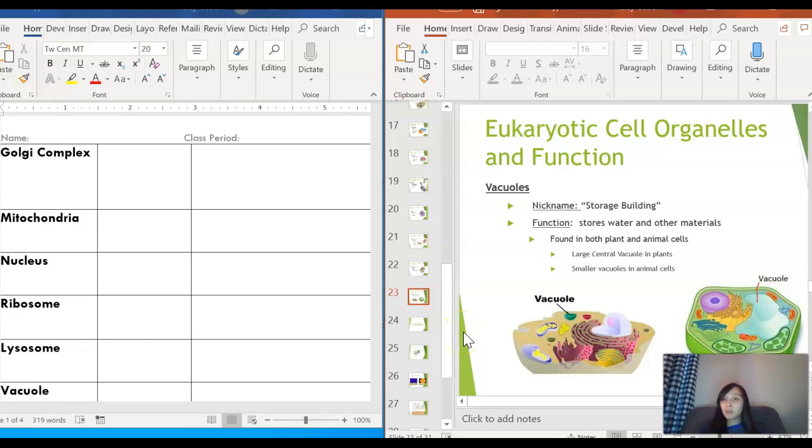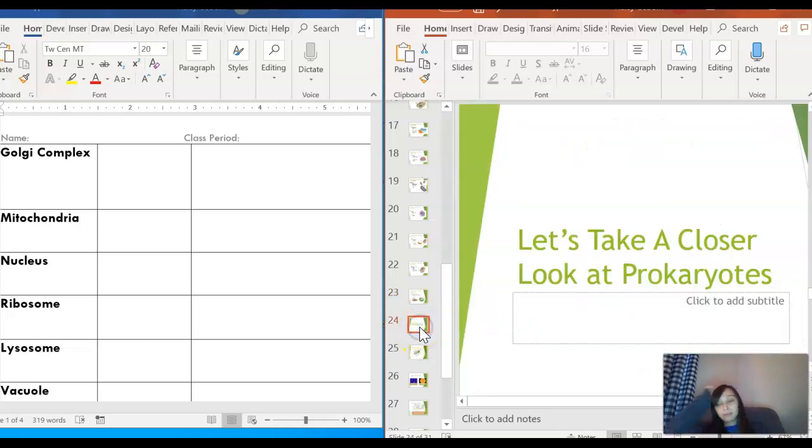Vacuoles, the nickname is the storage building. They kind of look like a glob that stores water and other materials. It's found in both plant and animal cells. You have a large central vacuole in plants and a smaller vacuole in animal cells. So it's very large in plant cells and pretty tiny in an animal cell.